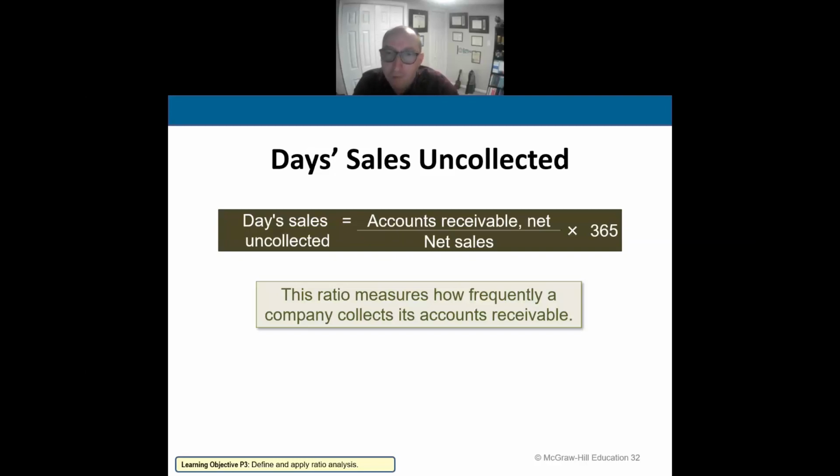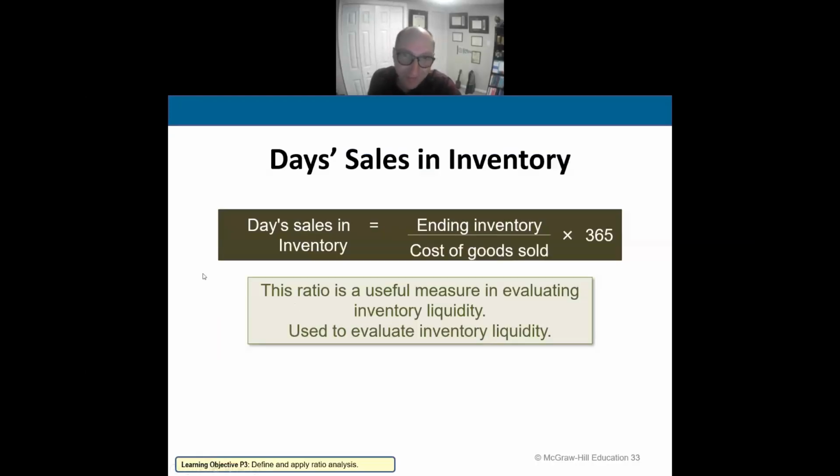We take accounts receivable divided by sales times 365 days. Tells me how quickly I'm collecting accounts receivable. That's a good measure because what that tells us is I can project how often I'm going to get cash coming into the business in order for me to stay afloat. Right?